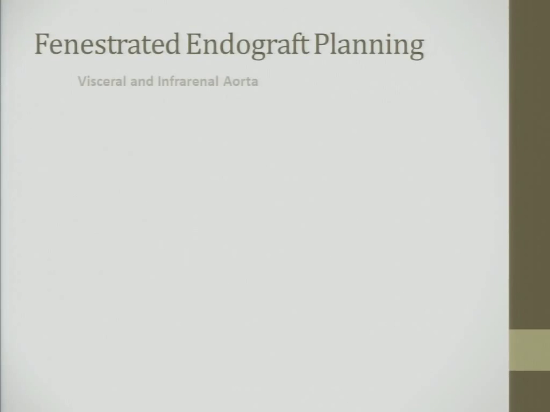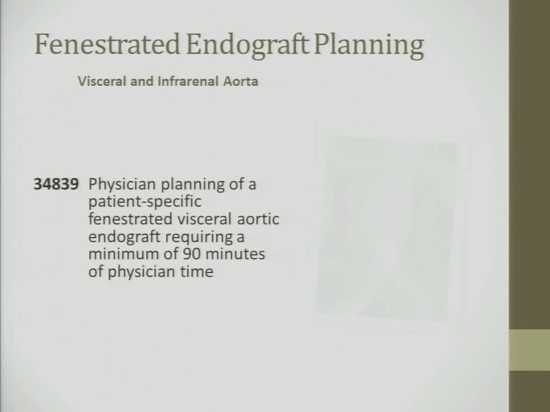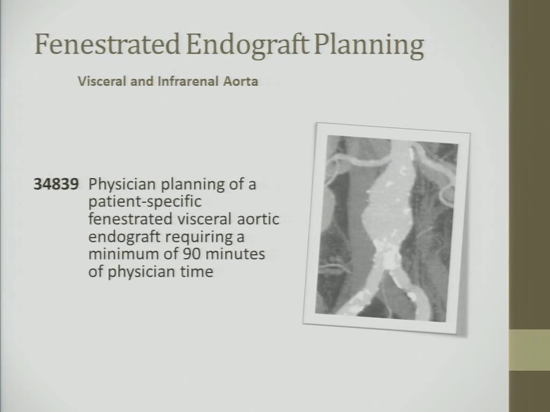The Fenestrated Endograft Planning Code 34839 is a new planning code describing a minimum of 90 minutes physician time planning for fenestrated visceral aortic stent graft placement. This code cannot be reported when performed the day before or the day of the endovascular procedure. The code is intended to report the significant amount of work required to plan for, and order, a custom-made endoprosthesis. Please refer to the 2015 CPT manual for complete instructions on the use of these and other fenestrated graft codes.